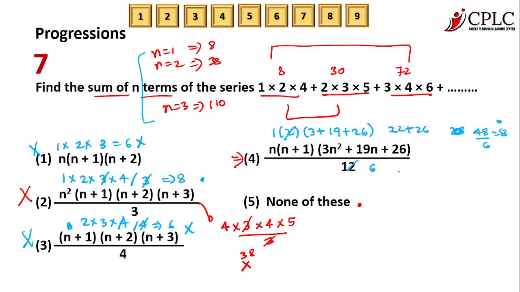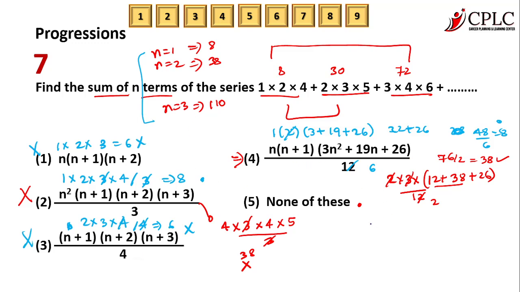So let's do n as 2. So this becomes 2 into 3 into, and this is 2 the square is 4, 4 3s are 12 plus 38 plus 26 divided by 12. 50 plus 76. Yes, this gives us 38. N is 2 is satisfied. Last one, N is 3.